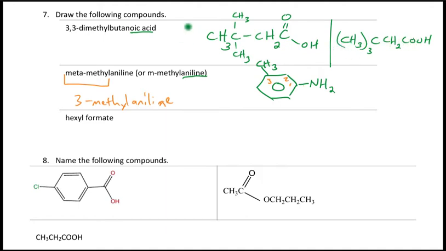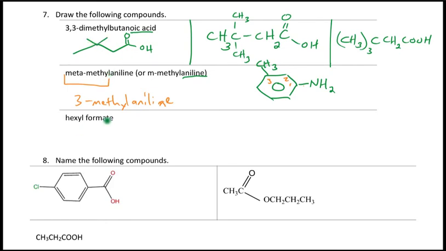Now, the other way I could draw this is in the bond line or the skeletal formula. So I've got 4 carbons, 1, 2, 3, 4. There's my carboxylic acid group. Still 1, 2, 3, 4. Third position, I got 2 methyl groups, and that would be it.